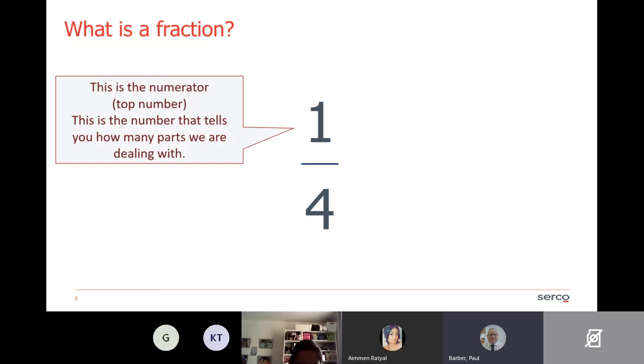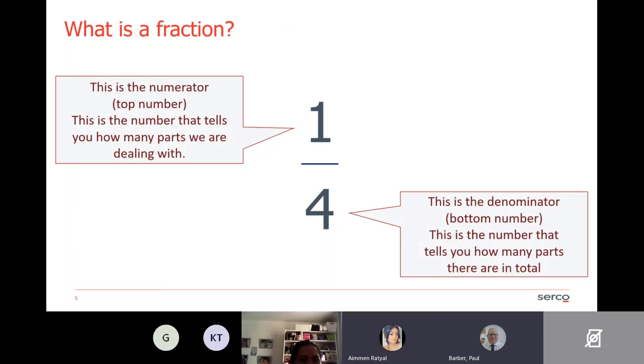The makeup of a fraction is in two parts. The top part is called the numerator, and this tells you how many parts you're dealing with. And the bottom number is called the denominator, and that's how many parts there are in total for the whole thing. Not too important if you remember the word numerator and denominator, but it's no harm if you do. It's an extra thing to add, so I will be referring to them before. But numerator is the top number, denominator is the bottom number.